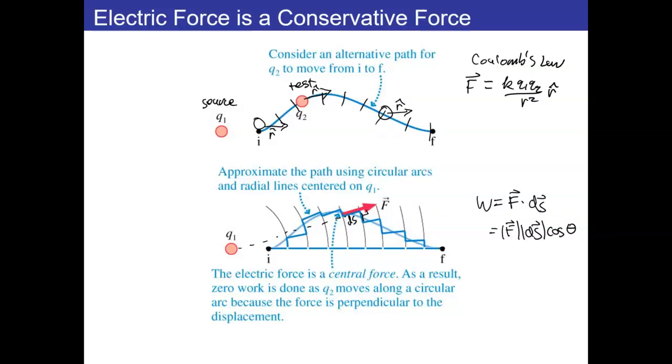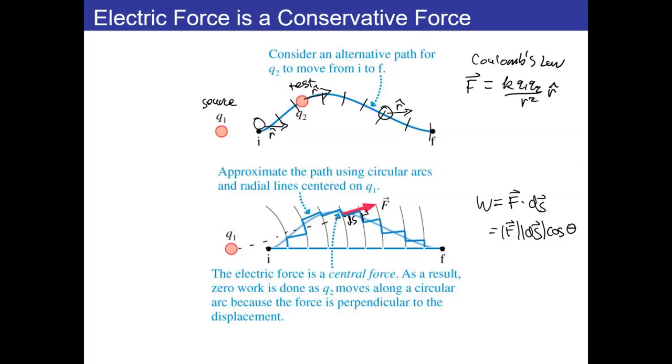But this path was arbitrarily chosen. You could have chosen a path from here, or a path up here, and I can make the same argument. So the idea is that by any path that I choose, I'm only going to be doing the same amount of work as if I go directly from point I to point F, and therefore the electric force must be a conservative force.